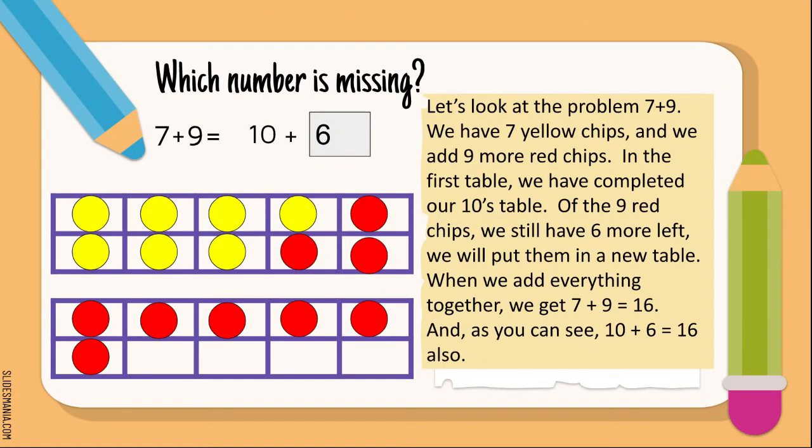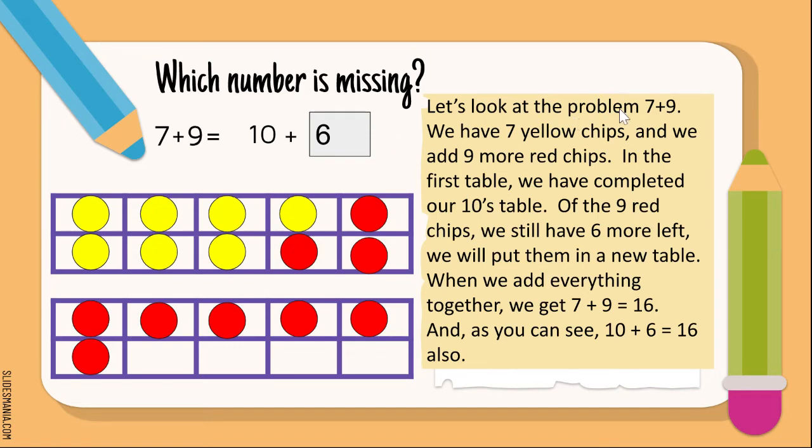7 plus 9 equals 10 plus 6. We have 7 yellow chips and 9 red chips. We completed our tens table. We got 10 plus 6 equals 16. So 7 plus 9 equals 16.